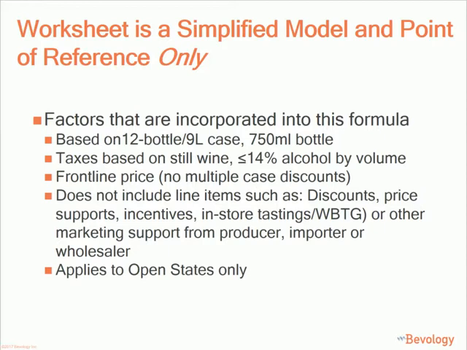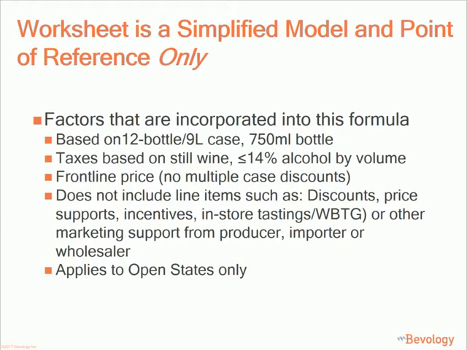But factors incorporated include it's all based on a 12-bottle, 9-liter case. And many people from other countries talk in terms of bottles. In the U.S., we speak in terms of cases. And if you want to do better results in the U.S., speak in the language that we speak, and it's not just English; it's 9-liter cases. The taxes that I'm basically talking about is on 14% or less alcohol by volume still wines. We will be talking a little bit about above 14.5% in sparkling wines and show you where some of those numbers are, but the sample is still wines under 14%.